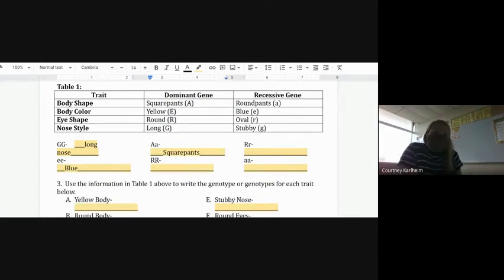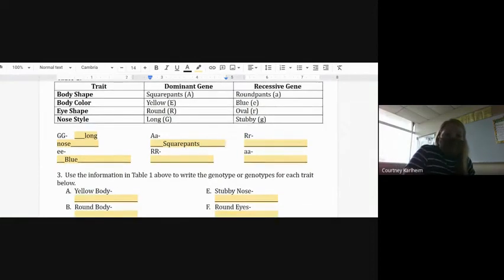And then for number 3, what you're going to do is basically the opposite of what we just did. So use the information in table 1 to write the genotype or genotypes for each trait below. So we look for which one has a yellow body. We have yellow. It has the letter E. It's uppercase, so it's dominant. So there's going to be 2 options.